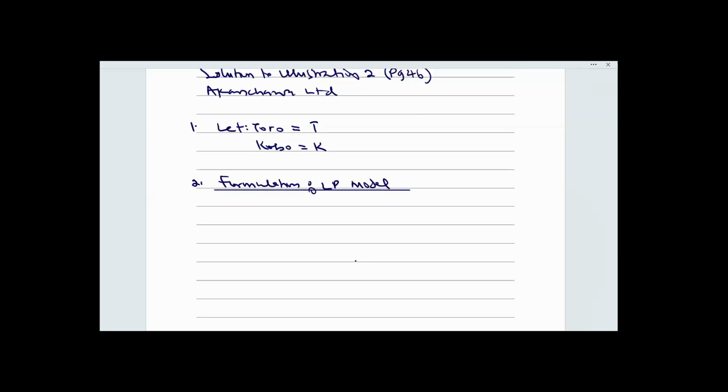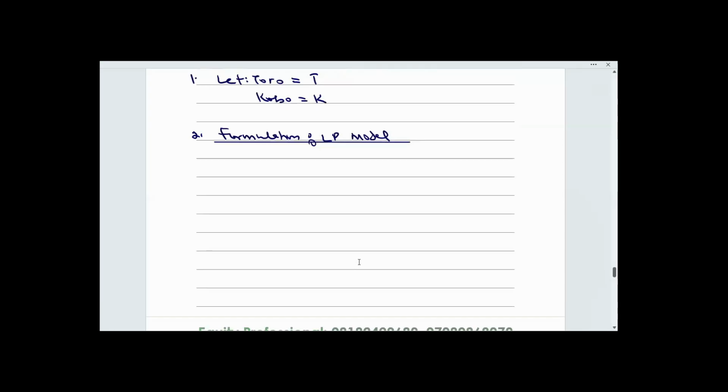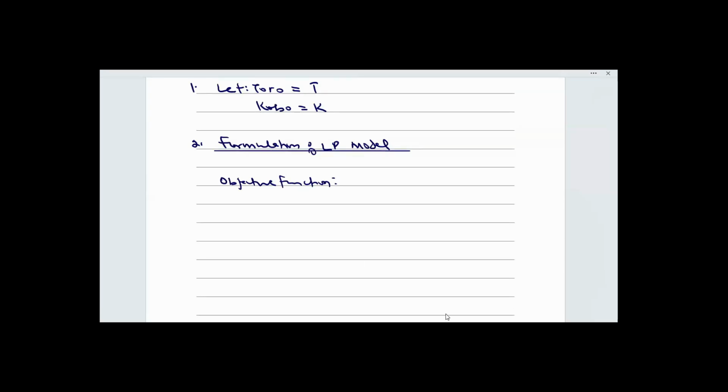To do this, there are 3 steps. The first step is to state the objective function. I will then go to the question. What objective does Akanchawa want to achieve? Is this to maximize contribution or to minimize cost? As you can see, the examiner has mentioned profit. You have maximization of contribution there. So in that case, I need to go and calculate contribution per unit.